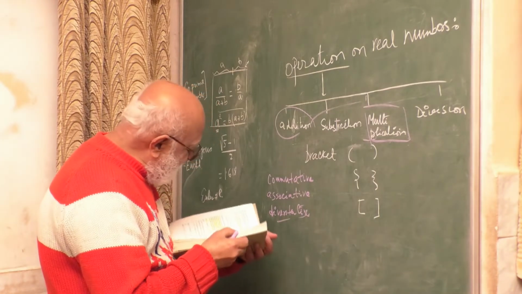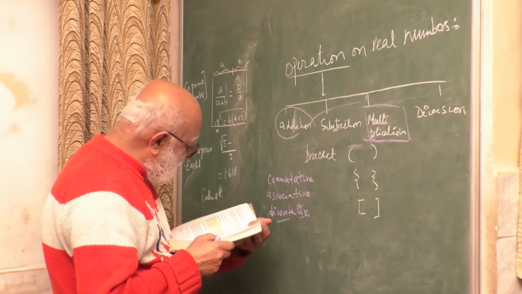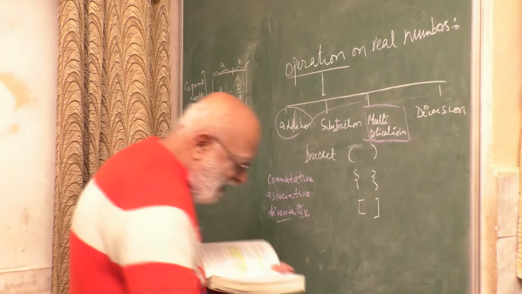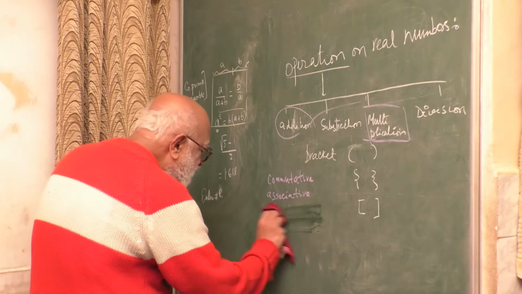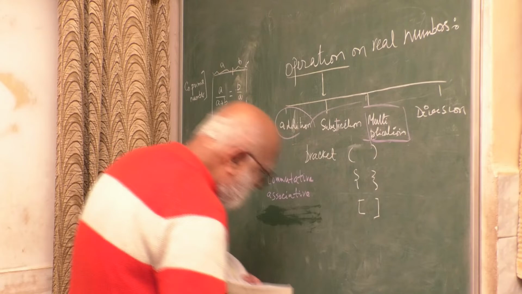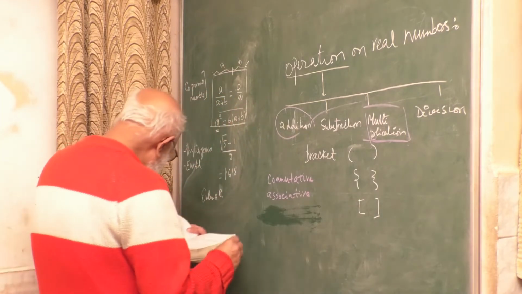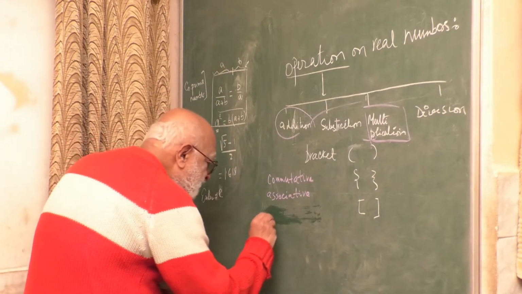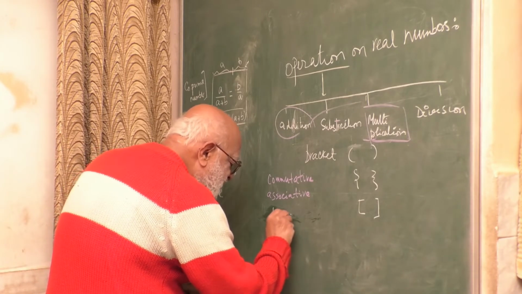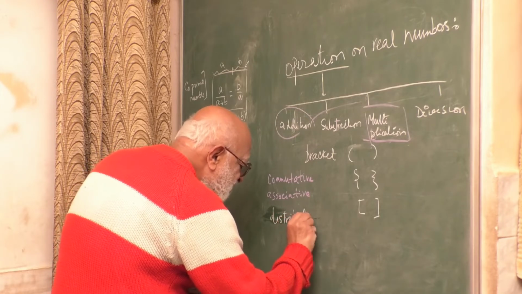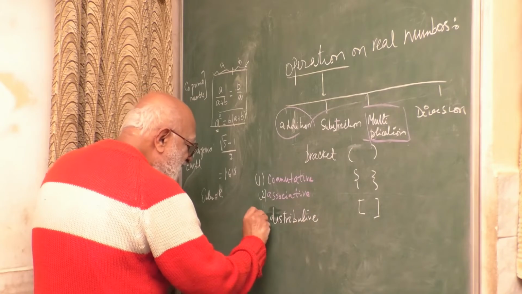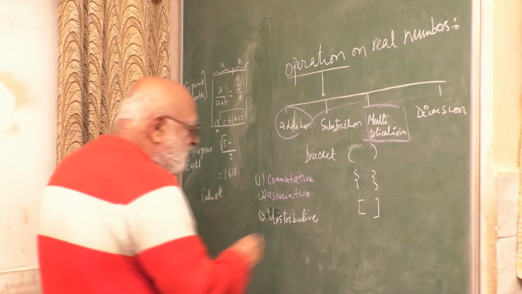So what are these distributive laws? I am sorry, I'll change it as followed in the book, because I think others will be able to do this. This is known as distributive, and that is more appropriate. Distributive. So there is 1, 2, and 3. These are the laws.